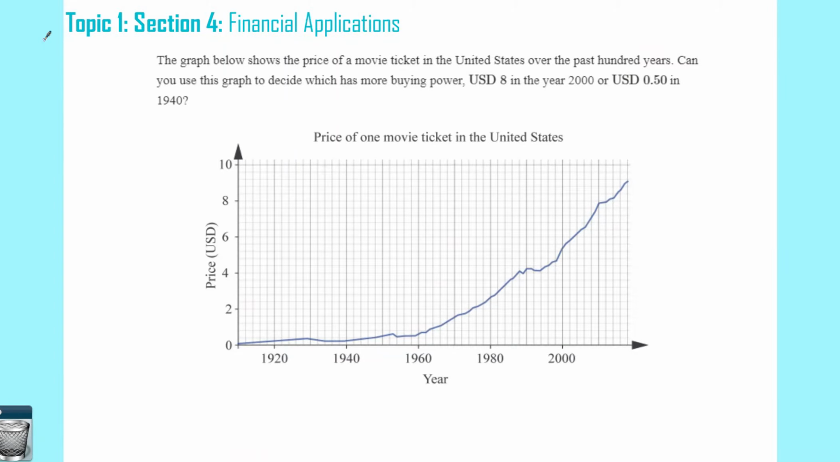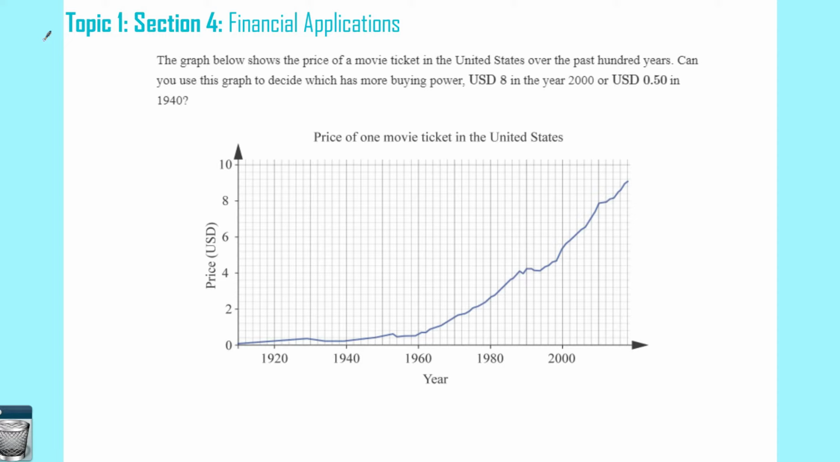Hello. Today we're going to talk about Topic 1, Section 4, Financial Applications. So the graph shown right here is the price of one movie ticket in the U.S. over the last 50 years. Using this graph, we want to decide what has more buying power.